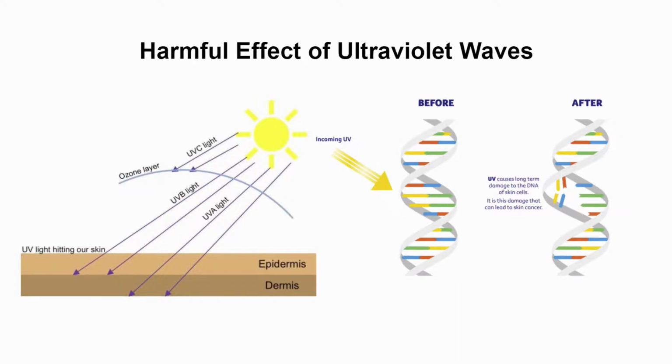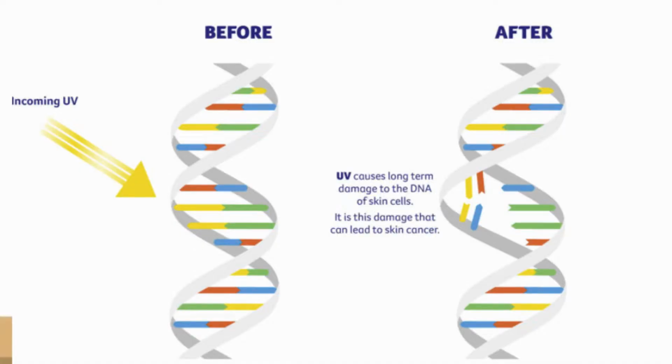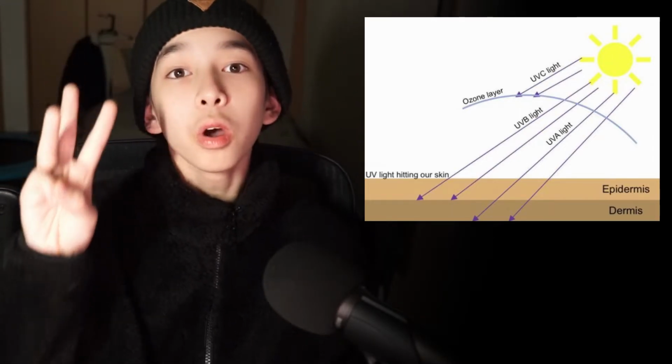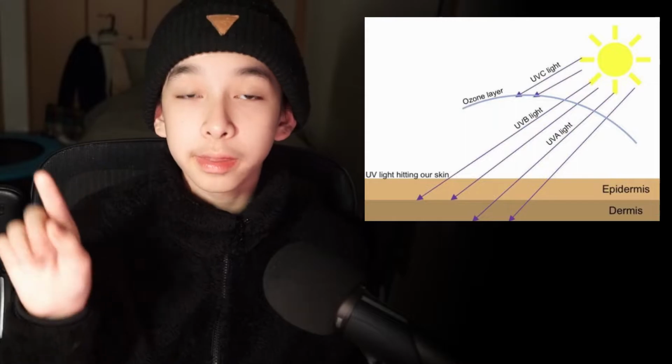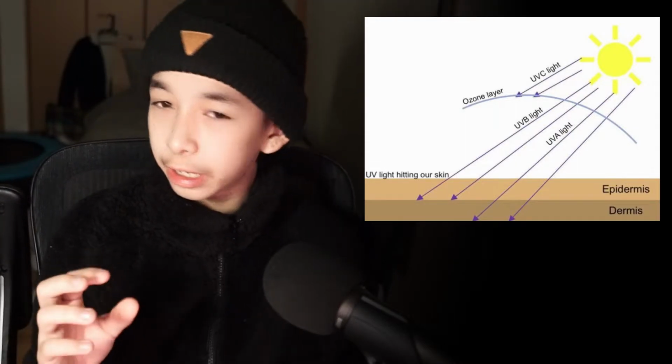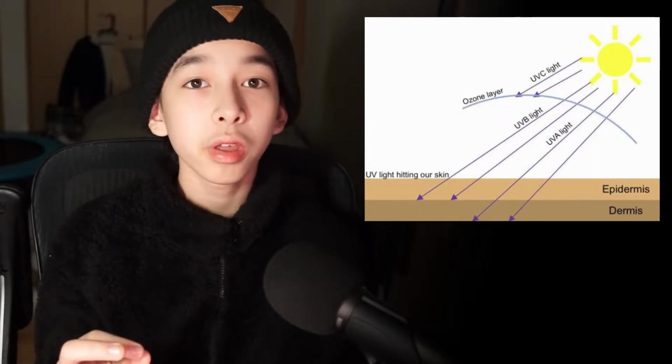The harmful effects of ultraviolet towards humans: sunburn, cataracts, even cancer, or permanent damage to your DNA. There's 3 categories of ultraviolet: ultraviolet A, ultraviolet B, and ultraviolet C. Ultraviolet A is safe. It's only gonna give you sunburn, only a little bit risk of getting cancer.